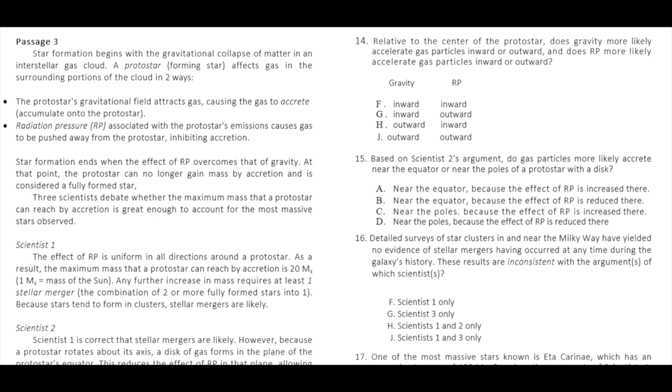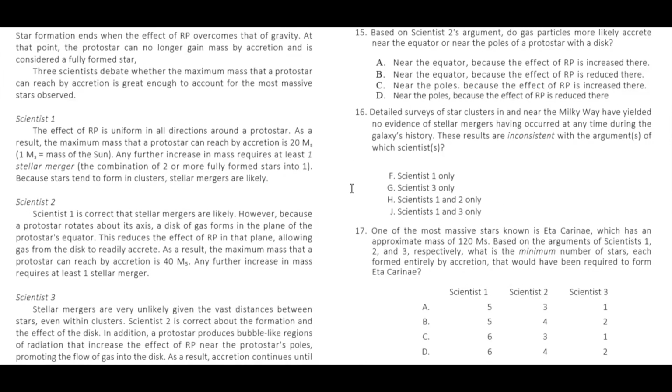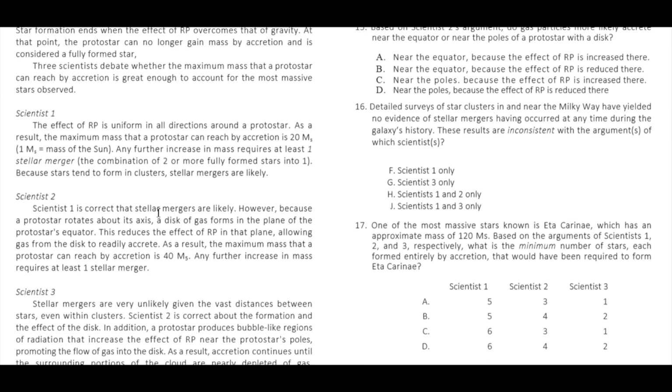Going on to the next question, question 15, it reads, based on scientist 2's argument, do gas particles more likely accrete near the equator or near the poles of a protostar with a disk? Okay, so let's think about what this means. It's asking about the gas particles and where they accrete. Is it near the equator or near the poles? Let's go to scientist 2's paragraph here. Okay, the second sentence looks relevant.